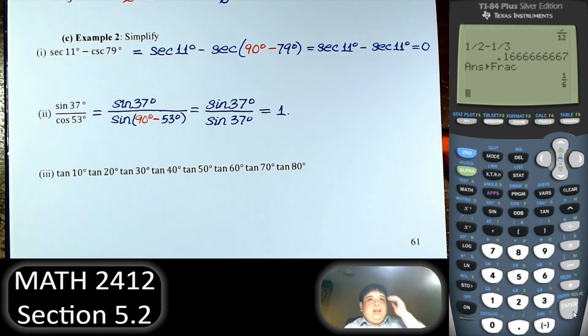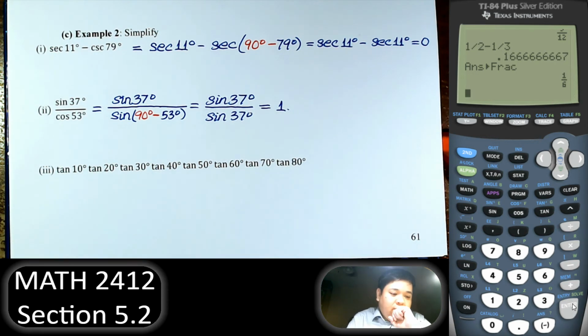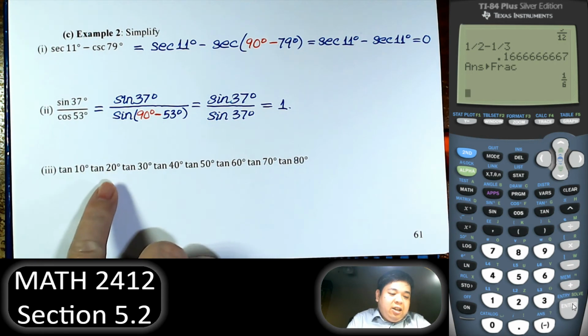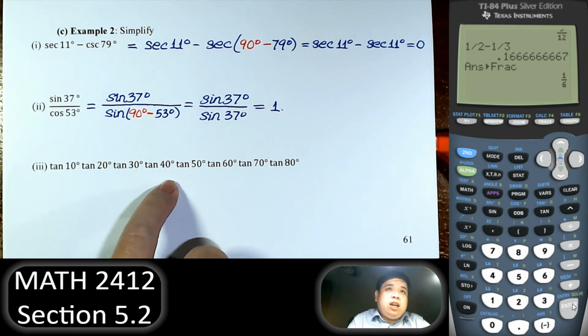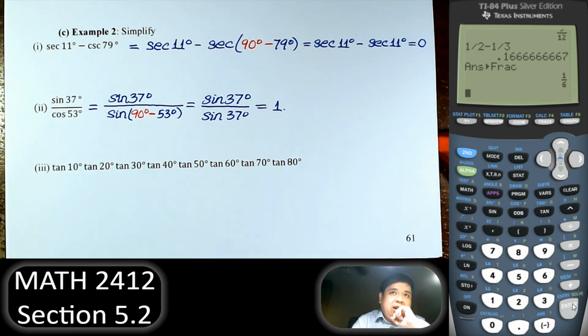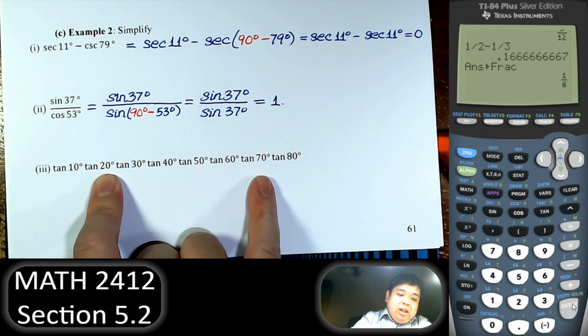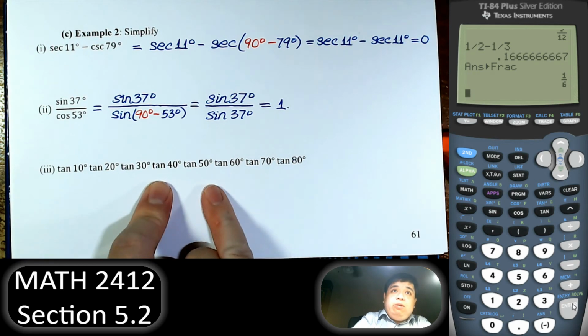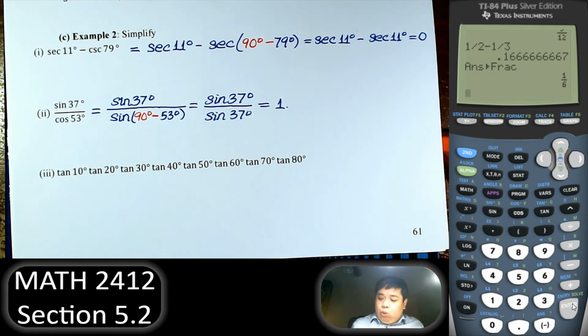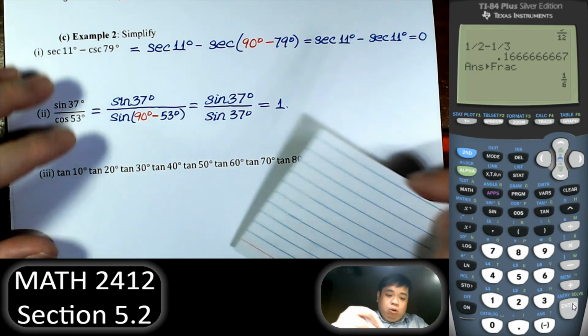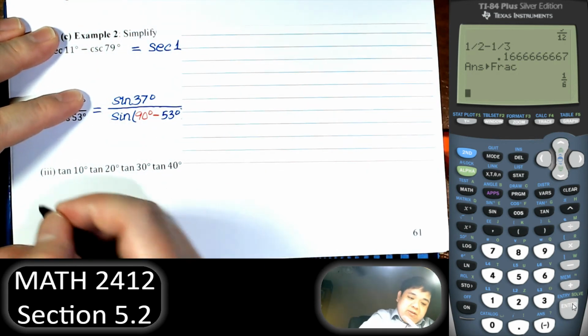Now, next we have an interesting problem: tangent of 10 degrees times tangent 20, tangent 30, tangent 40, 50, 60, 70, and 80 degrees. So what can we do here? By the way, notice that 10 and 80 are complements of each other: 10 and 80, 20 and 70, 30 and 60, 40 and 50. They add up to 90 degrees. So we use that. Let's keep half of it and convert the other half.